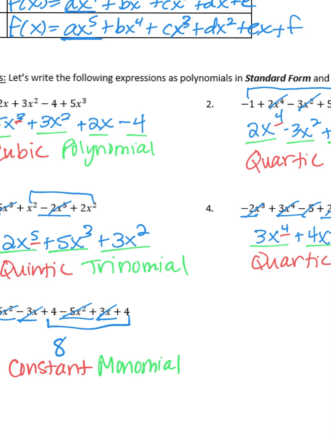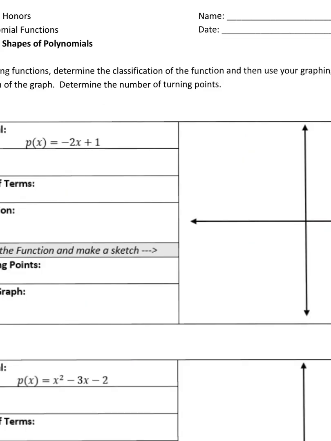Okay, now that we know about the different types of polynomials, we're going to move on to the different shapes of polynomials. Okay, so we'll go ahead and do number 1 together, and then you can continue on with 2 through 5. For the following functions, determine the classification of the function and then use your graphing calculator to create a sketch of the graph. Then determine the number of turning points. Okay, so once we graph it, we'll see how many times the graph turns.